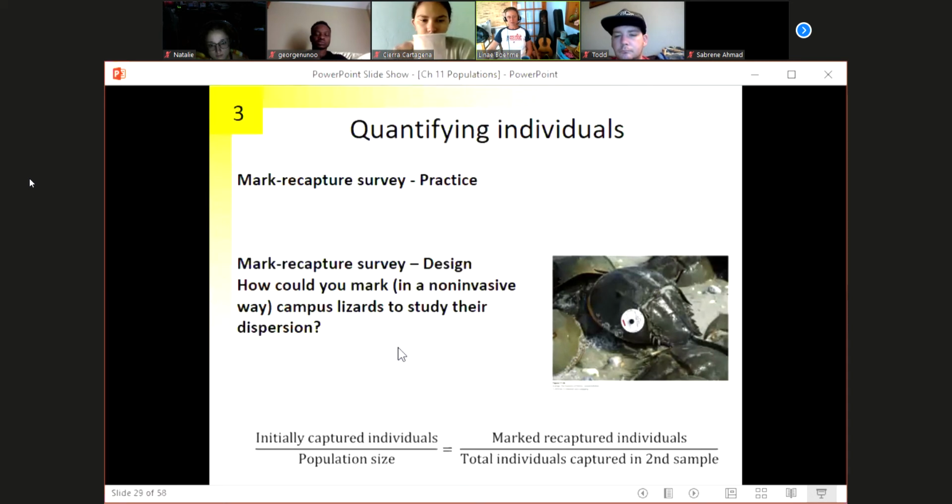So, in times past, back when we used to be able to catch lizards, unlike now, think about how you would mark the campus lizards in a non-invasive way to study their dispersion. Can you guys think of a way? Anyone type in the chat? I already gave you fingernail polish, so you have to come up with something else. It can't be invasive. You can't do surgery on them and give them a little transponder. That's cheating. They do it with fish though, believe it or not.